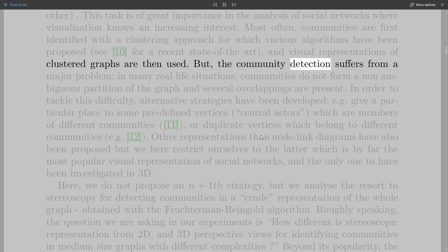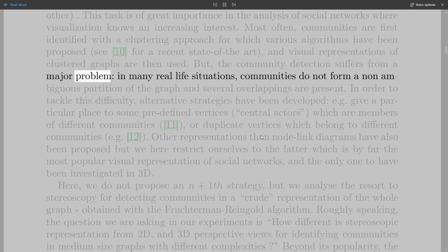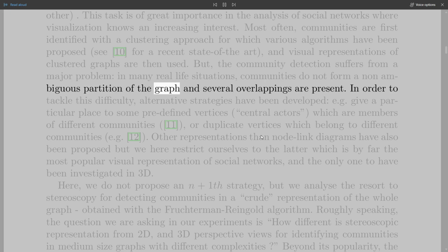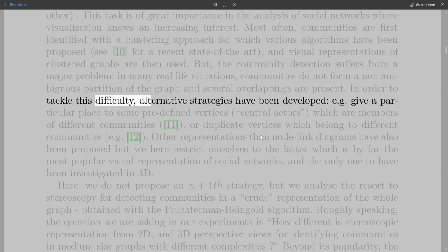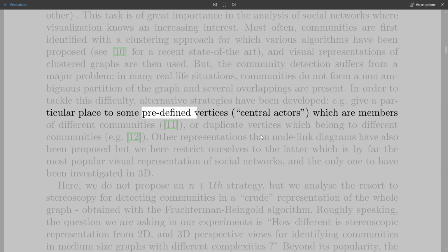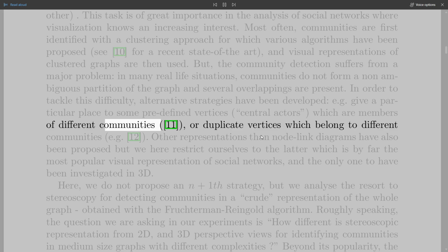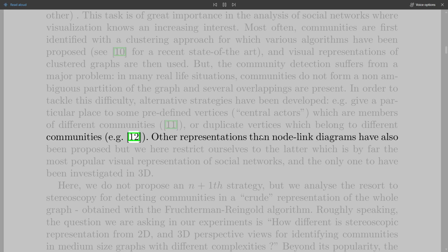But the community detection suffers from a major problem. In many real-life situations, communities do not form a non-ambiguous partition of the graph, and several overlappings are present. In order to tackle this difficulty, alternative strategies have been developed, e.g. give a particular place to some predefined vertices, central actors, which are members of different communities, 11, or duplicate vertices which belong to different communities, e.g. 12.